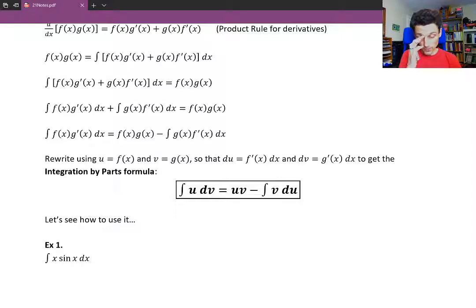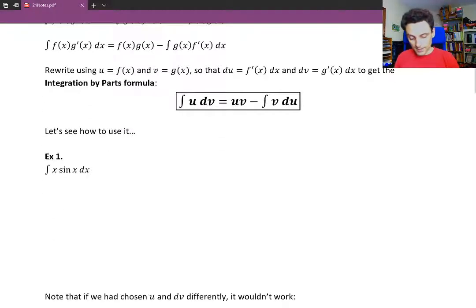So if you make all those replacements, then f of x is u, and g prime of x dx is dv. And then we have the integral of g of x turns into v, and f prime of x dx turns into du. So the integral of u dv equals uv minus the integral of v du. That's the integration by parts formula. Let's see how we can use it in example 1.